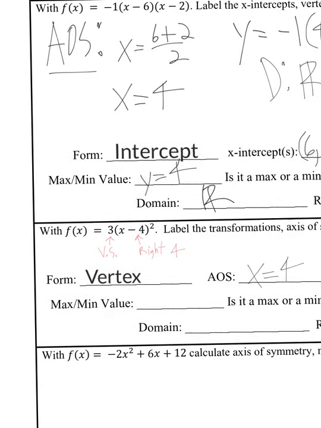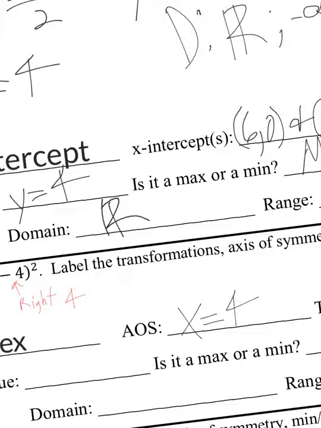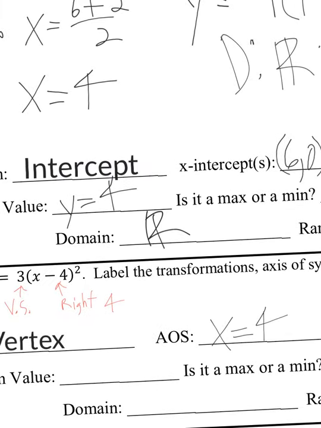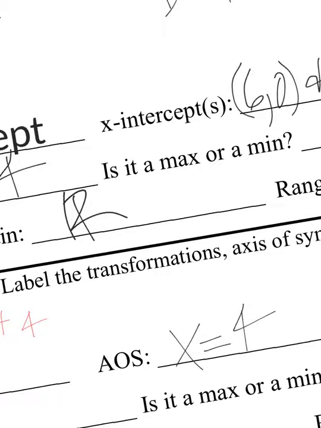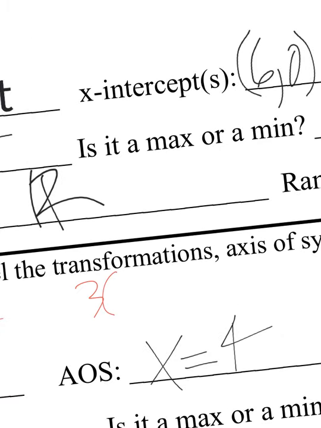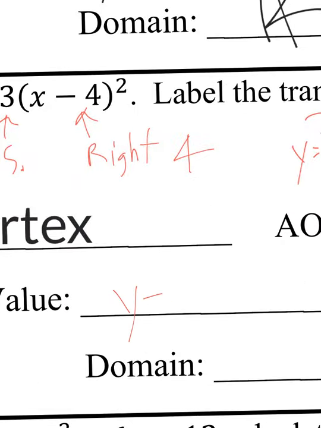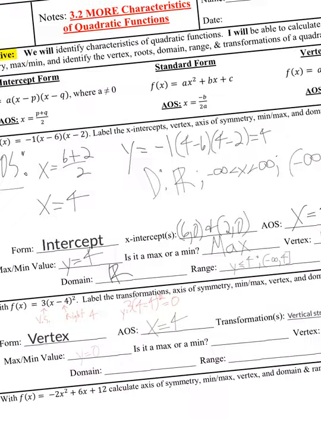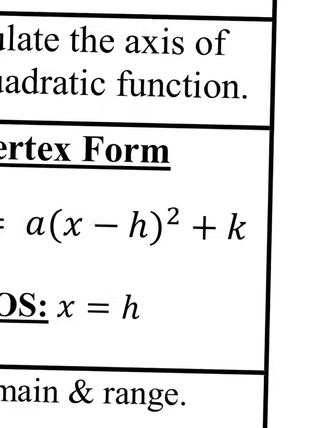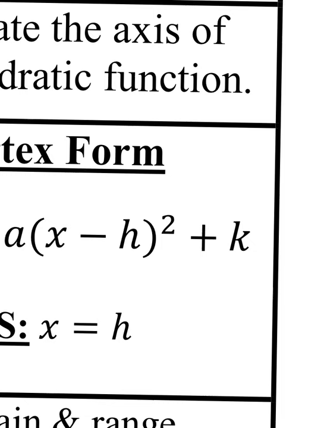So what's the min or max value? Plug in 4 and get the y value, okay? So I'm going to write 3 times x minus 4, which is 4 minus 4 now, squared equals what? That equals 0. So my max value is y equals 0. There's another way that I could tell that. This was in vertex form, right? So vertex form, this plus k, that's your y coordinate of your vertex. There was no plus k there, so it was just 0.